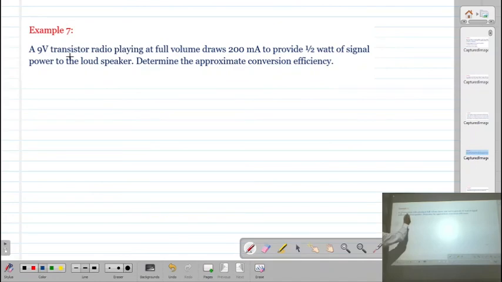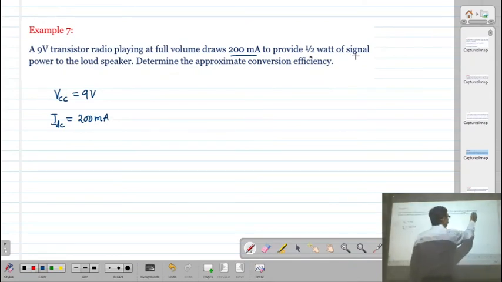A 9-volt battery connected in the radio means my VCC, the battery voltage, is 9 volts. Radio playing at full volume means it will draw the maximum current. If it is playing at less volume, it will draw less current. So it draws a 200 milliampere current, meaning my IDC, the current drawn from this battery, is 200 milliamperes. And it provides half a watt of signal power.